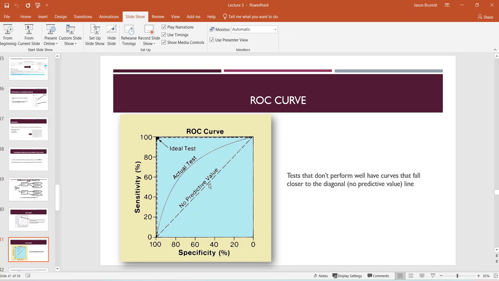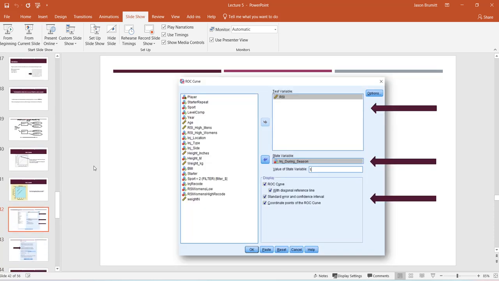So an ideal test again, that'd be amazing if you had that. Oftentimes actual tests are like that: no predictive value if it's right along the line.